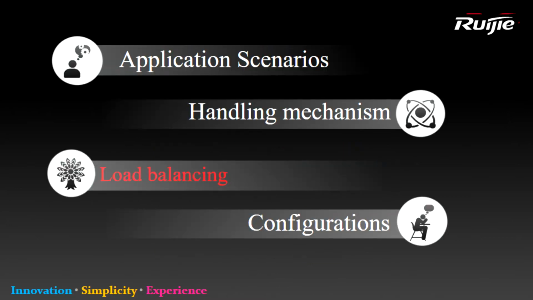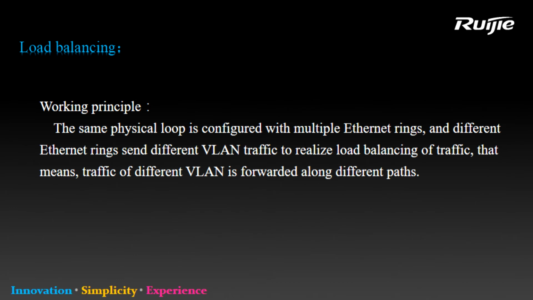Okay, let's move to the next part, load balancing. First, let's see the working principle of load balancing. One physical ring is configured with multiple Ethernet rings, and different Ethernet rings send different VLAN traffic to realize load balancing of traffic. In other words, there is only one physical ring, but we can configure many logical rings, and the different logical rings will transmit different data.